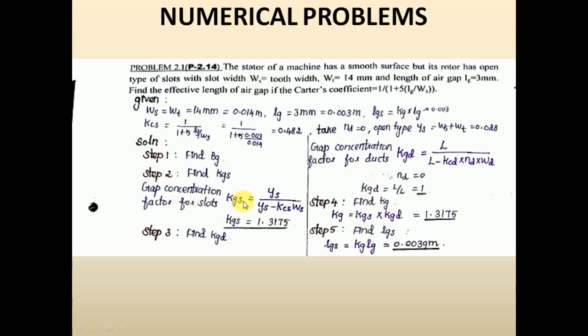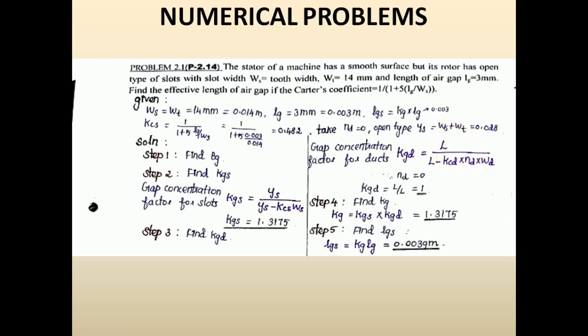Kgs can be found out from the standard relation, that is Os divided by Os minus Kcs into Ws. The relation to find Kcs is given in the question itself, that is 1 by 1 plus 5 into Lg by Ws. That is the standard empirical formula which is used to calculate the value of Kcs. Slot pitch is actually the center to center distance between two slots. That can be found out by using the relation width of slot plus width of tooth.